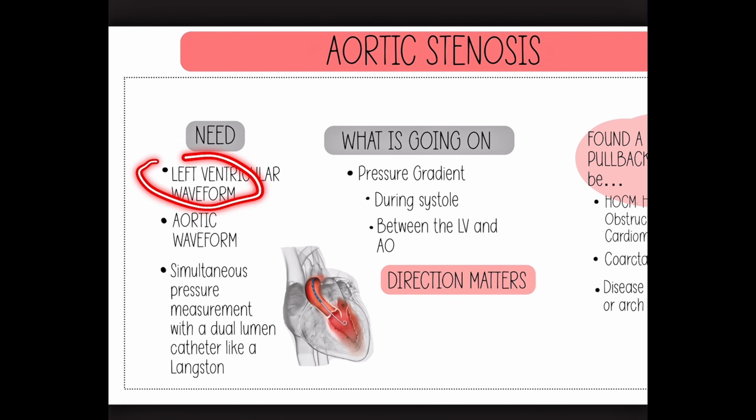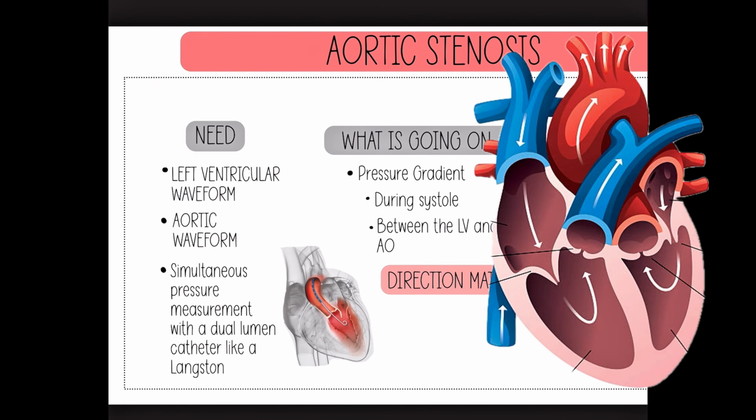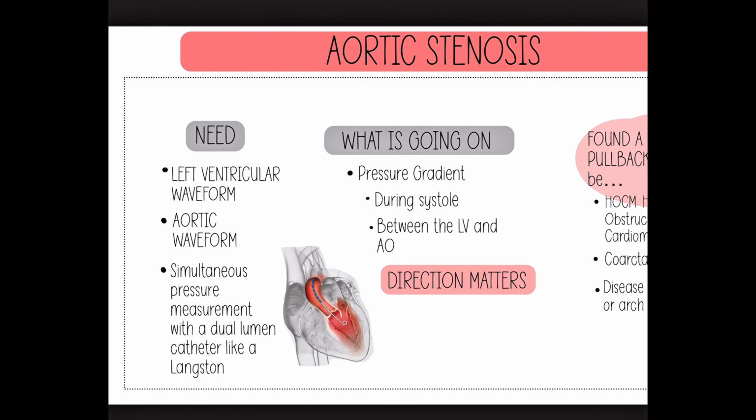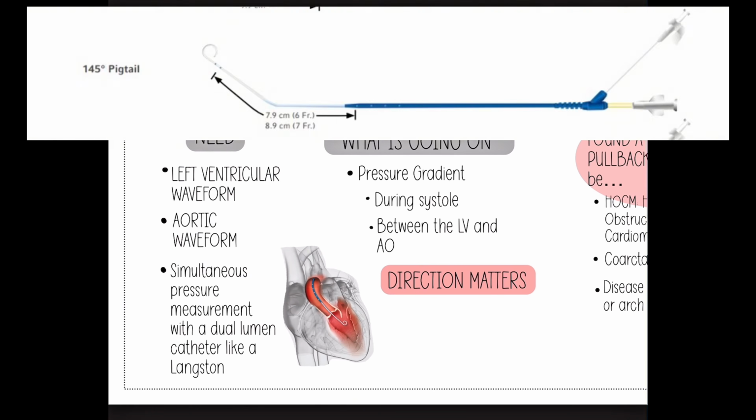So you need a left ventricular waveform and an aortic waveform. And the reason is the aortic valve sits between the left ventricle and the aorta. So if this is a door and there's a problem with that door, you need to figure out what's before it and what's after it to see if there is a pressure resistance problem in that area, which is really what aortic stenosis is.